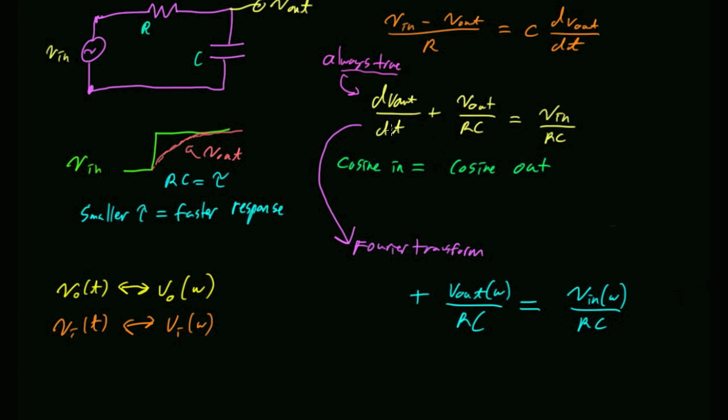Now we've got the derivative of V out with respect to time. What am I going to do now? J omega. So watch this. J omega V out of omega.